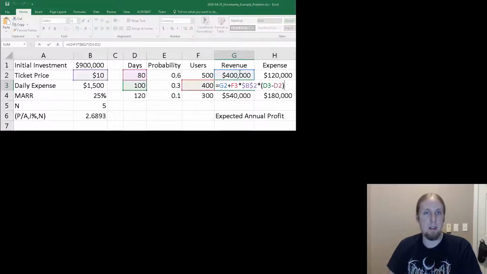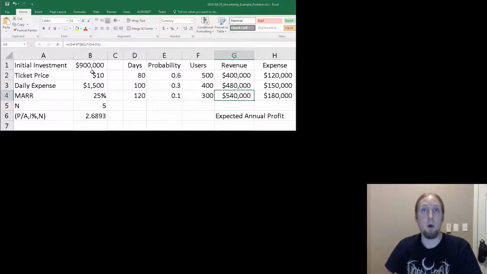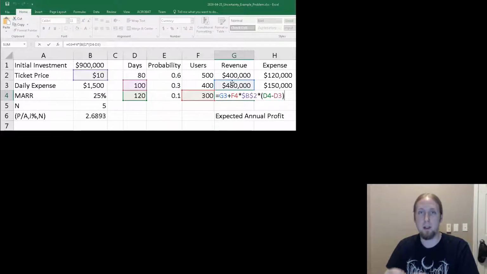So the way that I have this set up is we take the revenue from the first 80 days, calculated on the previous row, and then add in the number of users in the last 20 days multiplied by the difference between the number of days, so that's D3 minus D2, or 20 days of extra good skiing weather, times the ticket price. We have a similar calculation if we end up with 120 days, where we can take the revenue from the first 100 and then calculate the revenue from the last 20.